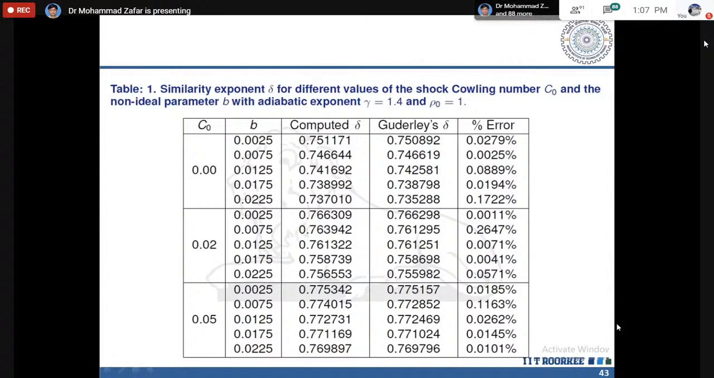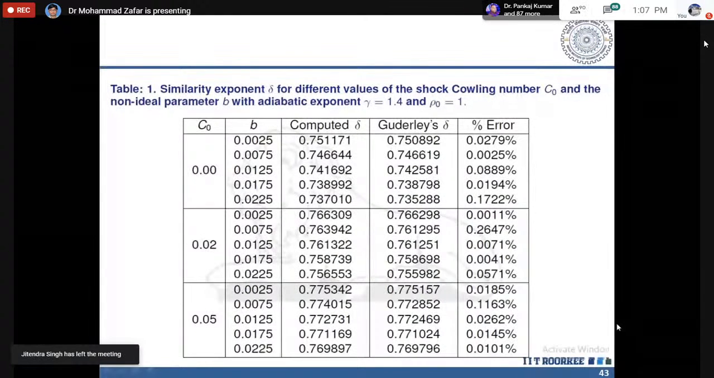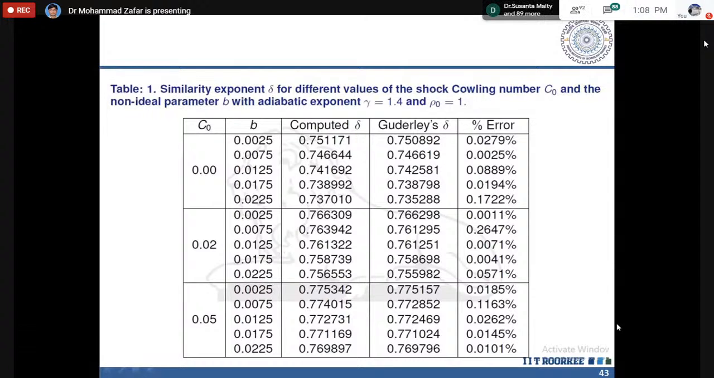So we see the errors are a very small percentage in comparison to Goodall's error. The computed delta is determining the shock velocity and shock path. In the relation of the shock path, r is equal to t power delta. So delta is determining the shock path. Also in the velocity of the shock, this delta will definitely appear, since this is the first derivative of the shock path.